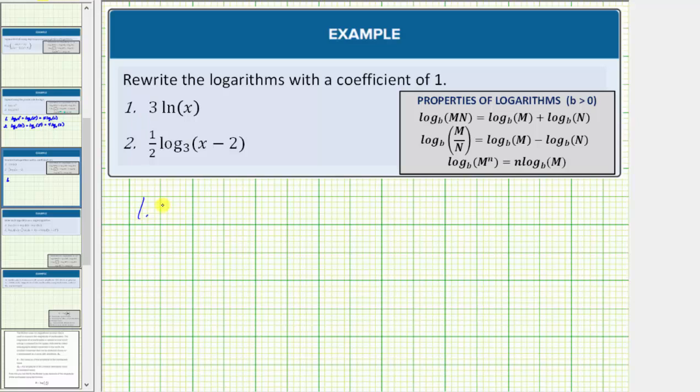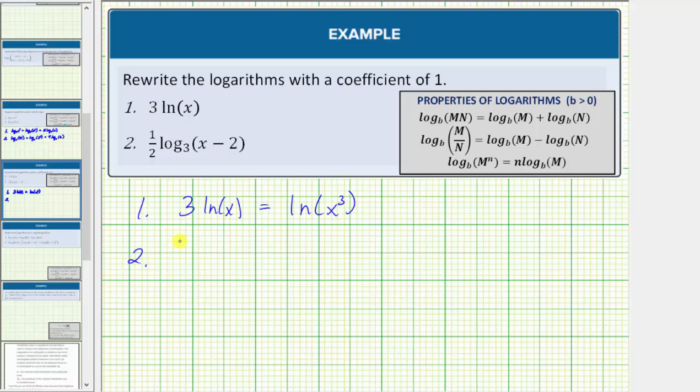So for number 1, we're given 3 natural log x. So looking at the power property of logarithms, notice how the coefficient n is equal to 3, which means 3 natural log x equals natural log x raised to the power of 3, or x cubed. On the left, 3 is the coefficient. On the right, 3 is the exponent.